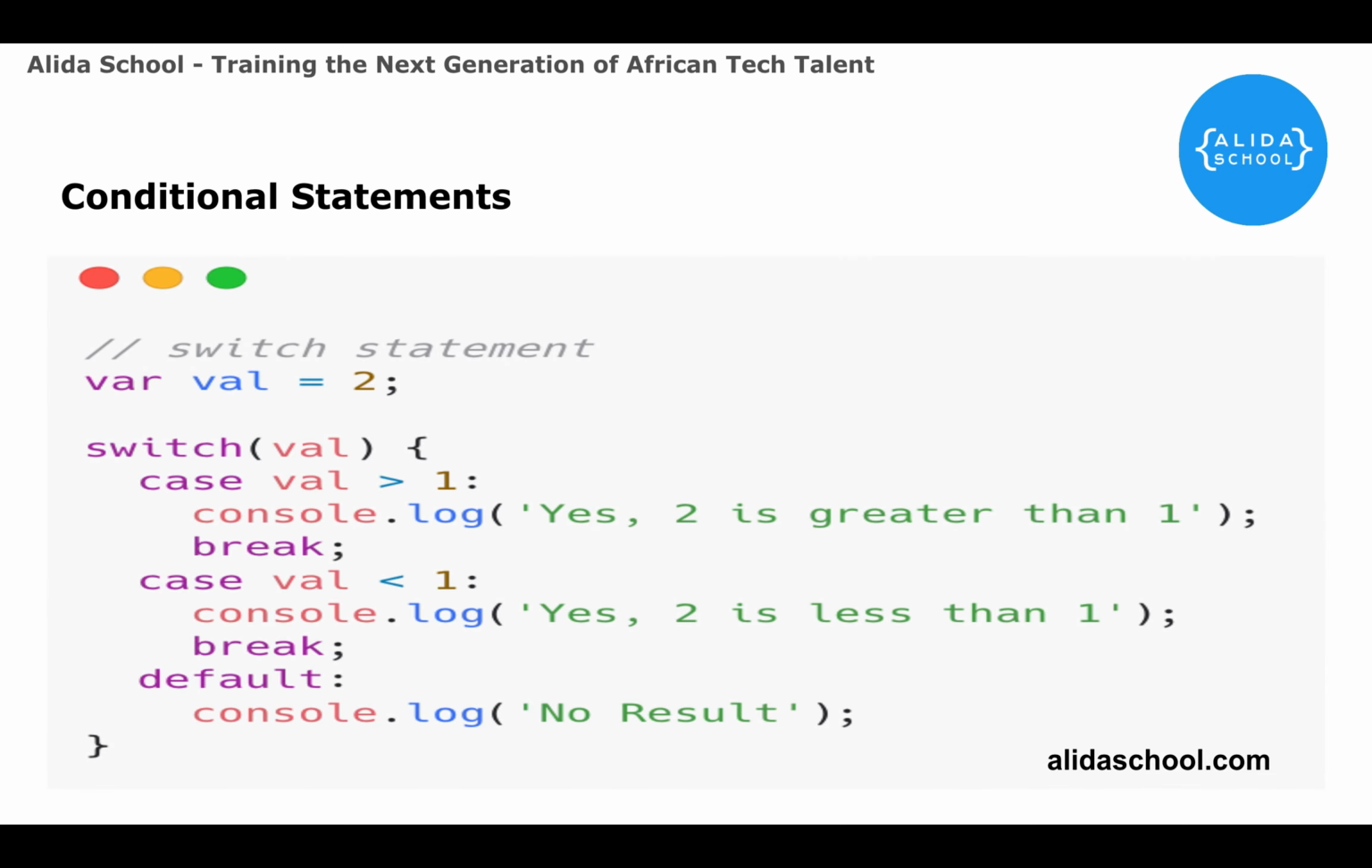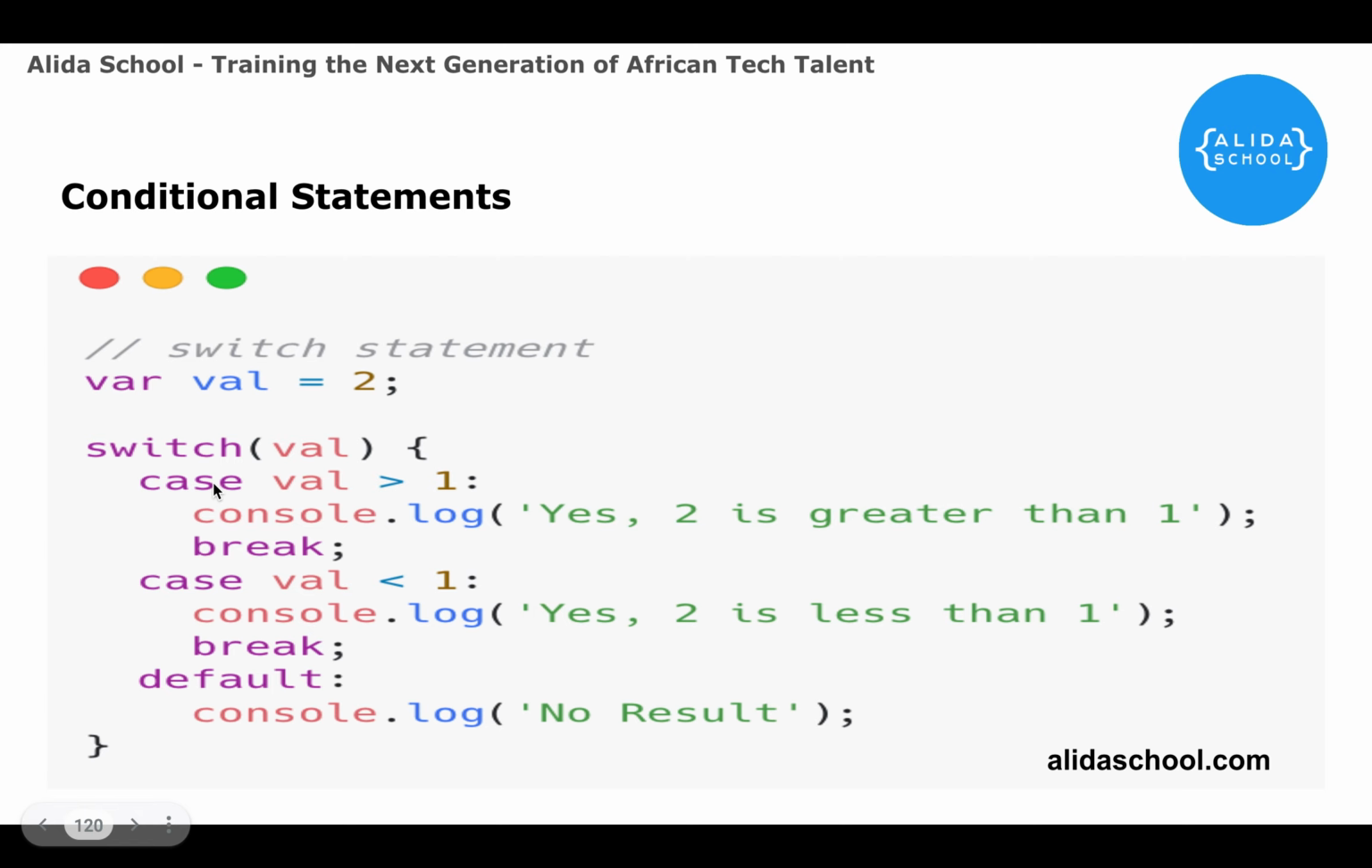Now this is an example of the switch statement code where you have already declared an initialized value of variable of val, which is equal to 2. Now the switch container here has an argument of the same value you are working with. The case 1 is going to test if value is greater than 1, then it's going to console.log yes 2 is greater than 1. Else the second case gets to be run if value is less than 1.